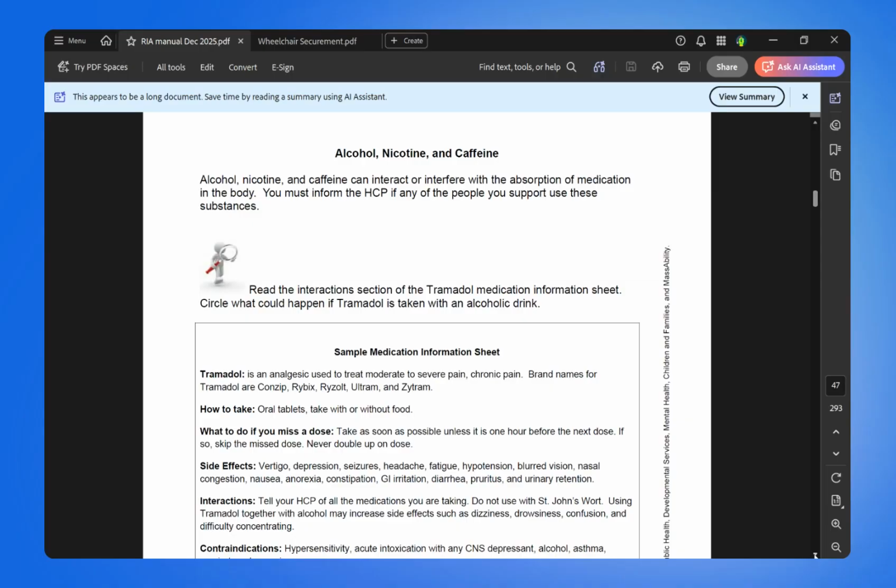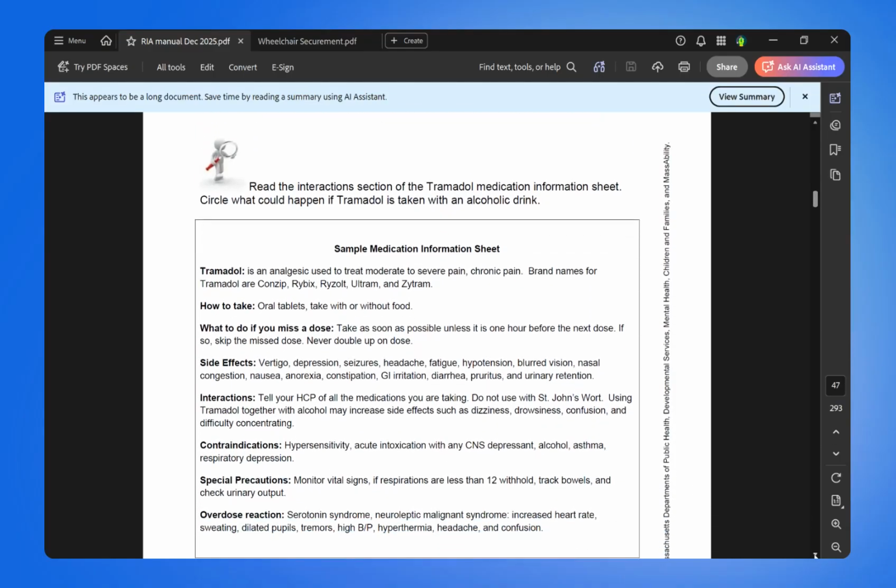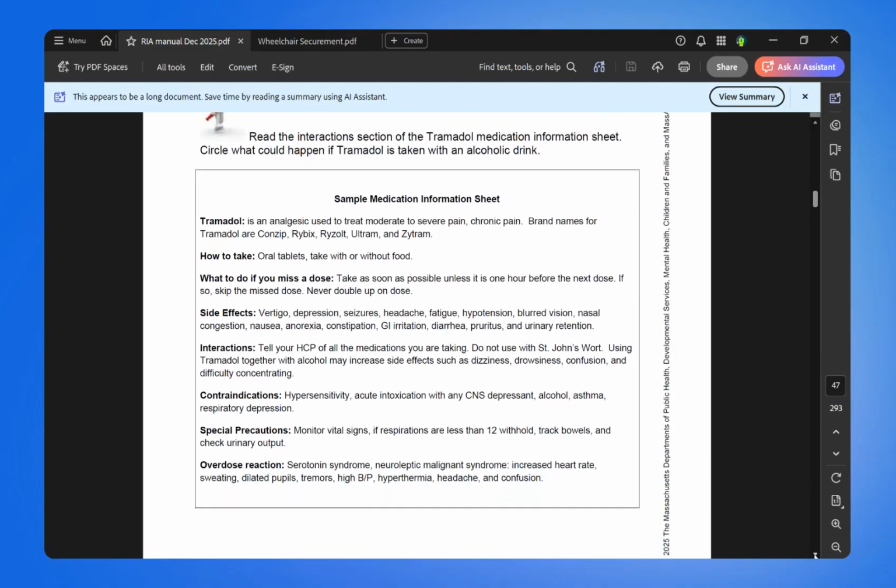So we're going to read the interaction section of the tramadol medication information sheet. Circle what could happen if tramadol is taken with an alcoholic drink. So we're going to read here. Tramadol is an analgesic used to treat moderate to severe pain or chronic pain. Brand names for tramadol are Conzip, Ribix, Izolt, Ultram, and Zytram. Some of those I've never heard of.